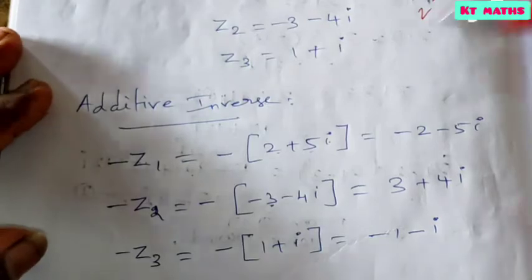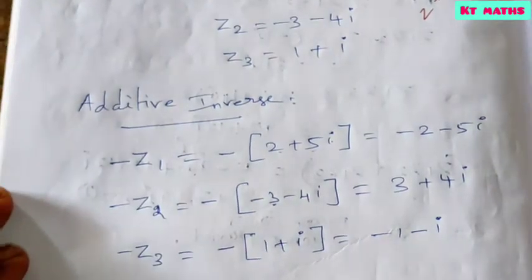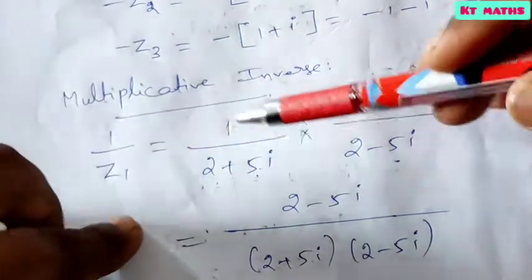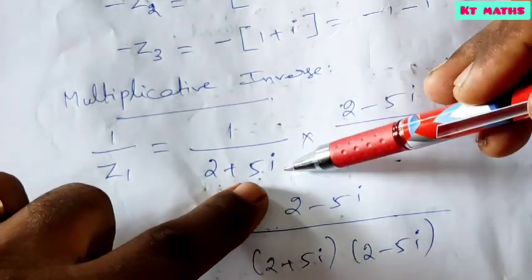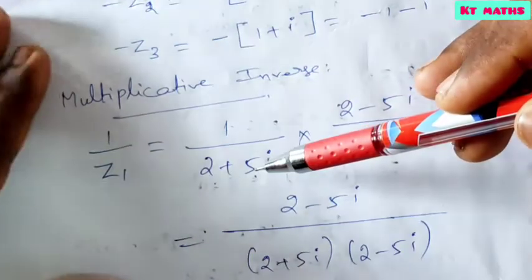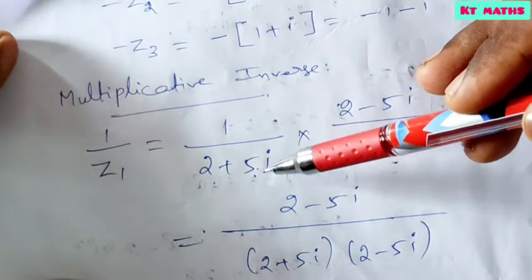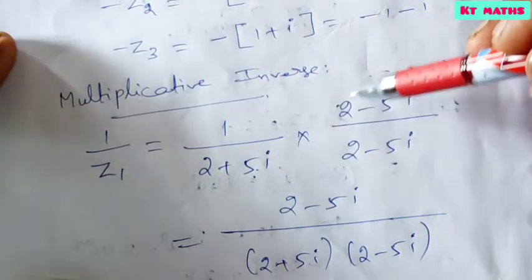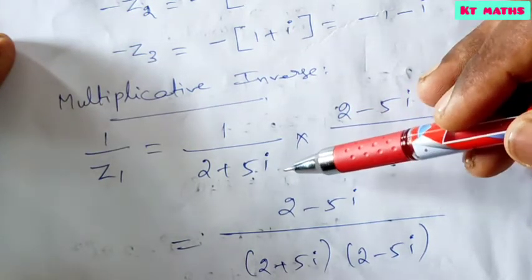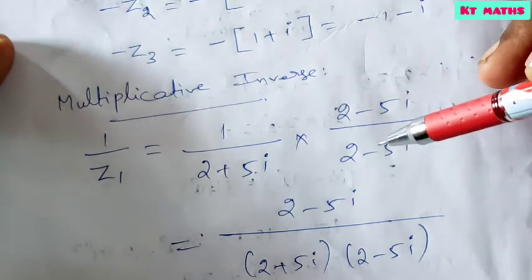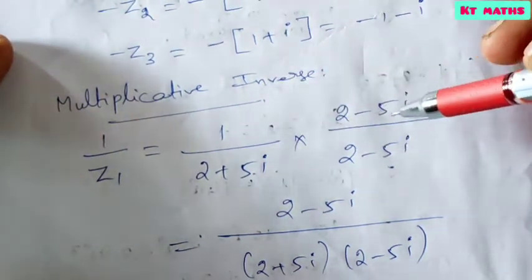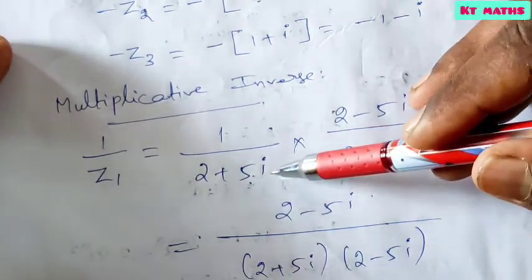The multiplicative inverse of z1 is 1 by z1. So 1 by z1 equal to 1 by (2 plus 5i). This is not in the rectangular form. To make this rectangular form, we have to multiply by the conjugate. The conjugate of the complex number 2 plus 5i is 2 minus 5i. So we multiply numerator and denominator by 2 minus 5i: 1 into (2 minus 5i), over (2 plus 5i) into (2 minus 5i).